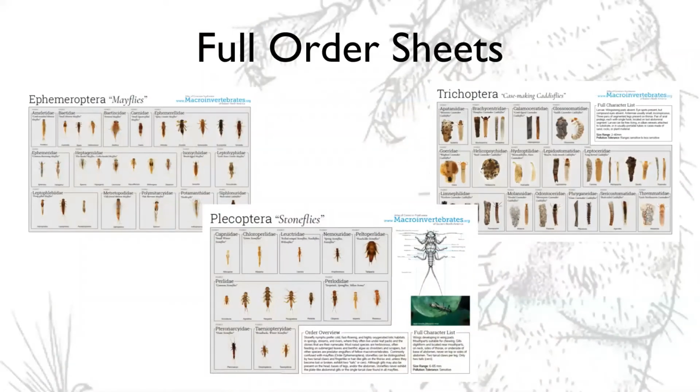Next are these full order sheets, one of the tools that we have made available. And these are for the EPT, so the Ephemeroptera, Mayflies, the Plecoptera, stoneflies, and Trichoptera, Caddisflies. And these are meant for printing, so another good resource if you are offline for your training and want to dive deeper into a particular order for a training.